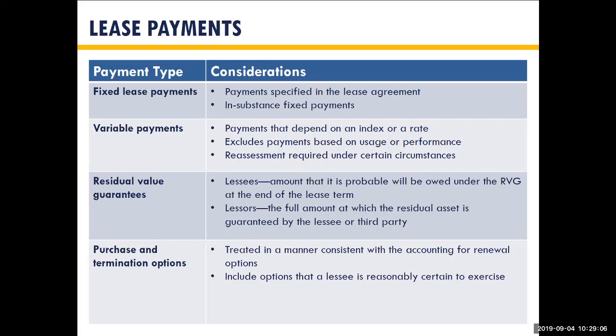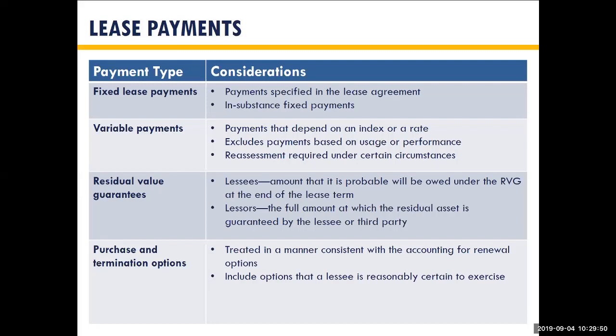Variable payments are still included if they're dependent on a rate or an index. So if you had an initial lease payment and it escalates by a market rate over the years, that base payment is included in the liability. Any payments that are truly variable, so they're based on usage or performance, those would be excluded. So if it's based on hours used on a piece of equipment or miles driven on a vehicle, it's truly variable, then those would not be included in the lease payments. There is a reassessment required in certain circumstances. This is mostly related to if you reassess the lease for another factor.